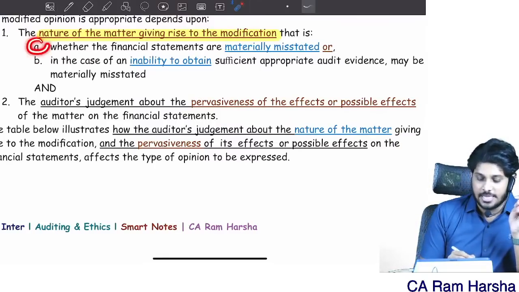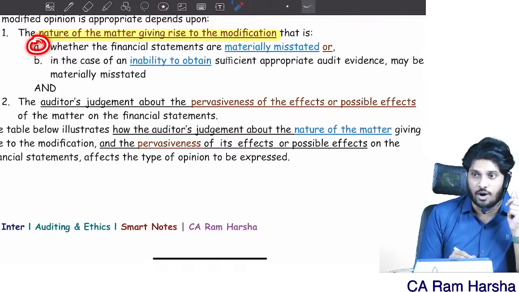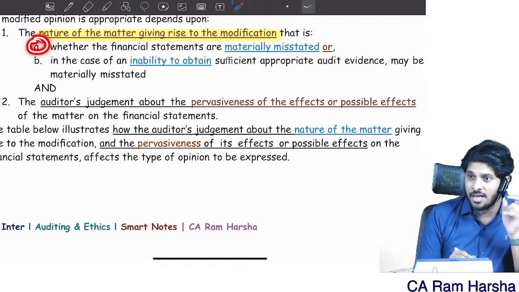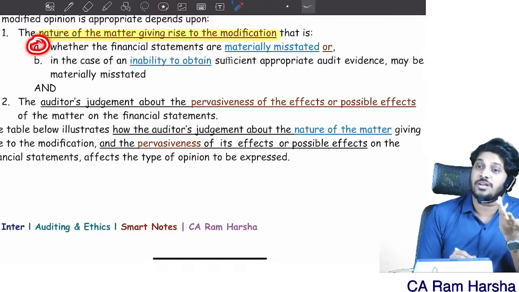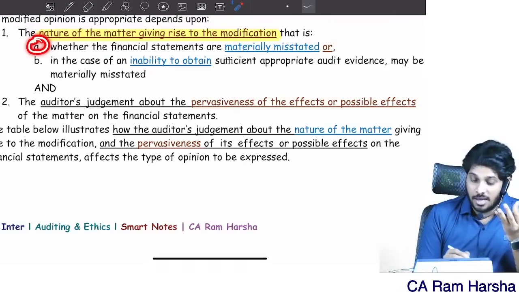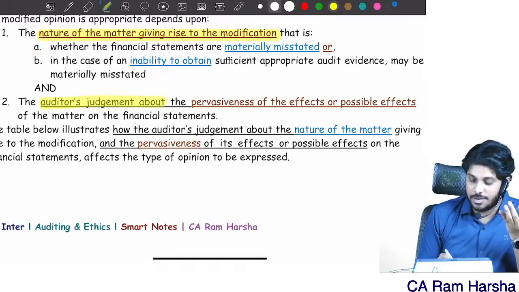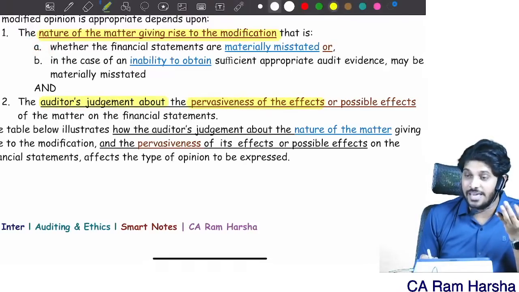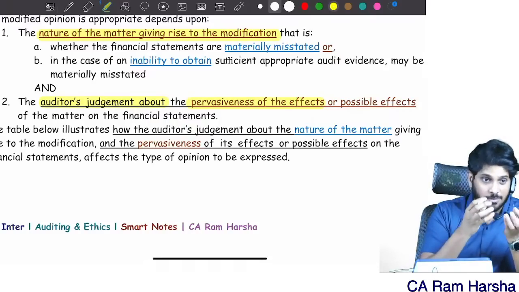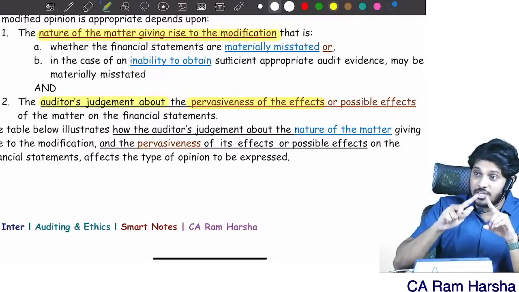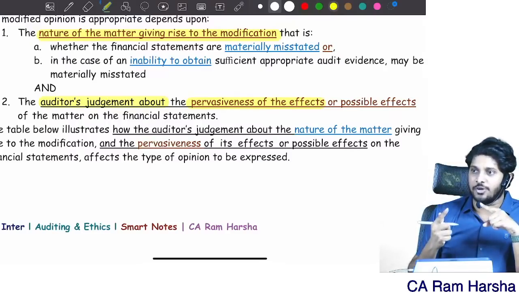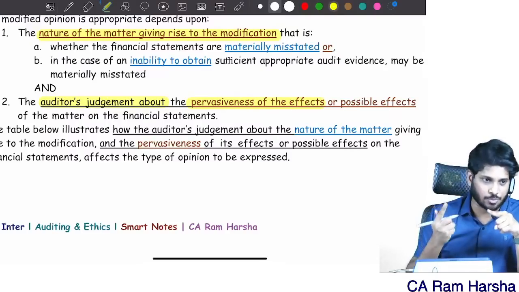Suppose, case A. This is the reason I want to give a modified opinion. What is case A? Financial statements are materially misstated. Okay, you decided to modify the opinion because of this fact. Which modified opinion? Qualified or adverse? It depends upon the judgment about the pervasiveness of the effect. If it is not pervasive, I will give a qualified opinion. If it is pervasive, I will give an adverse opinion.